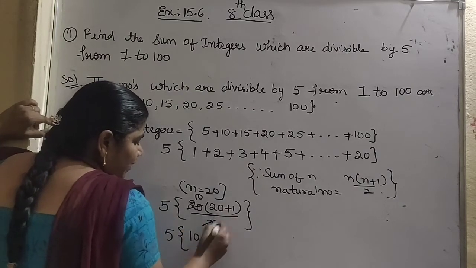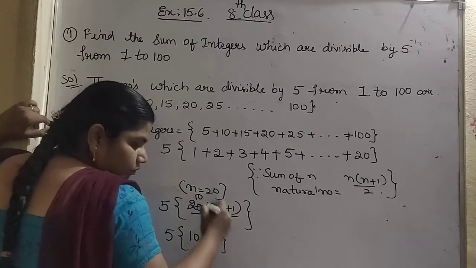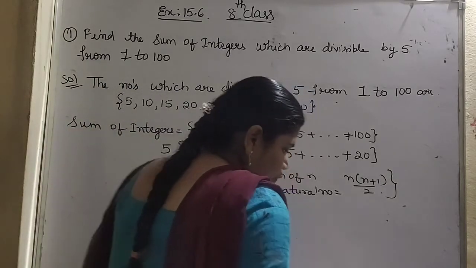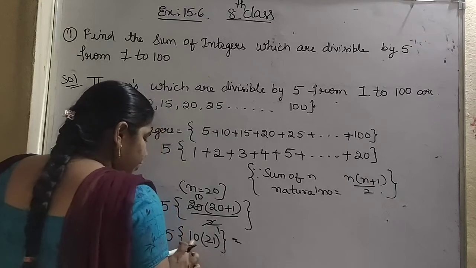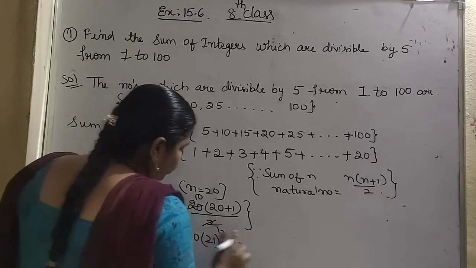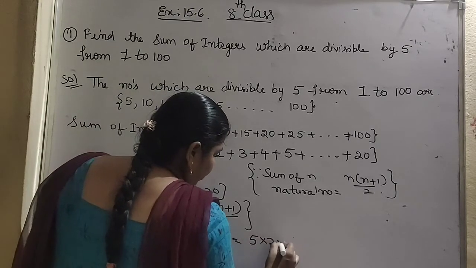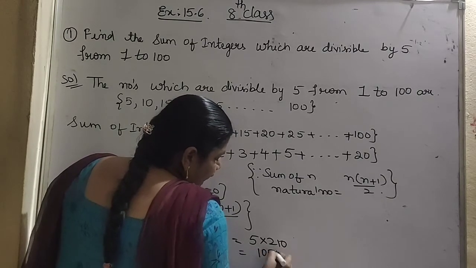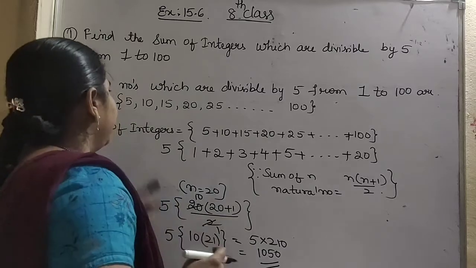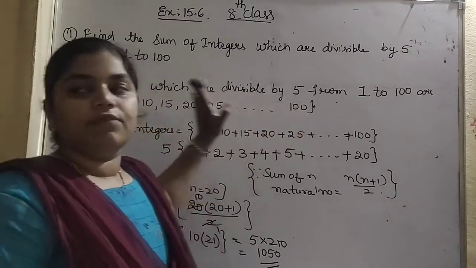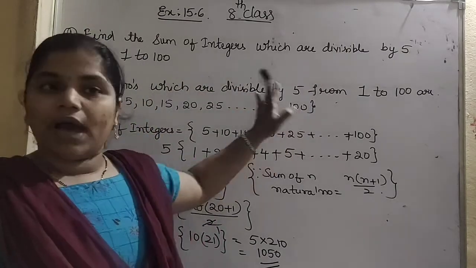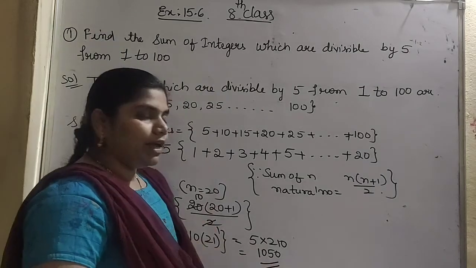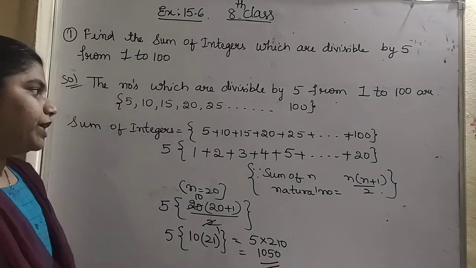10 into 20 plus 1 will be 21. That will be equal to, 10 into 20 will be equal to 210. That is 5 into 210. 5 into 210 will be equal to 1050. That means if you add from 5 to 100, what value will you get? You will get the value 1050.